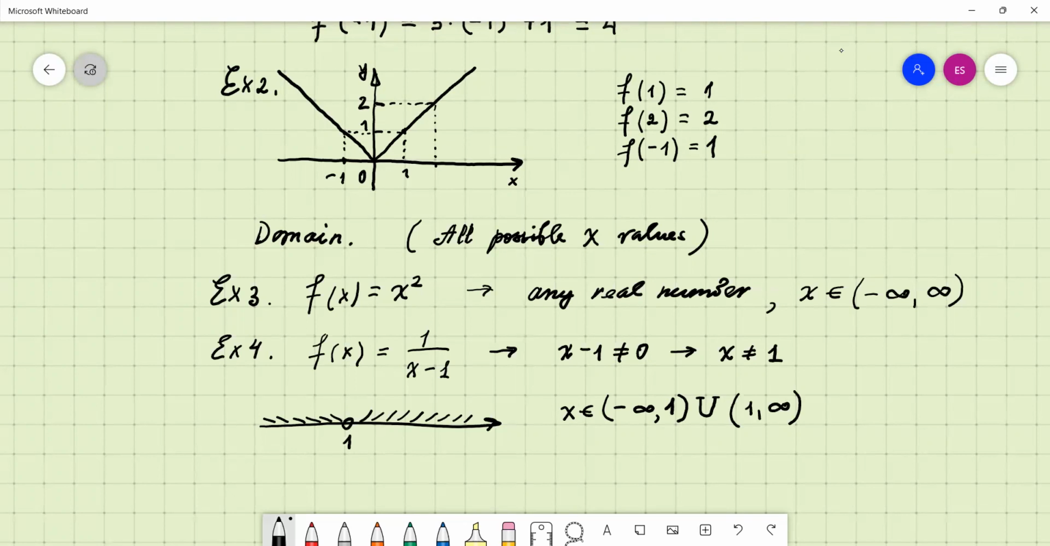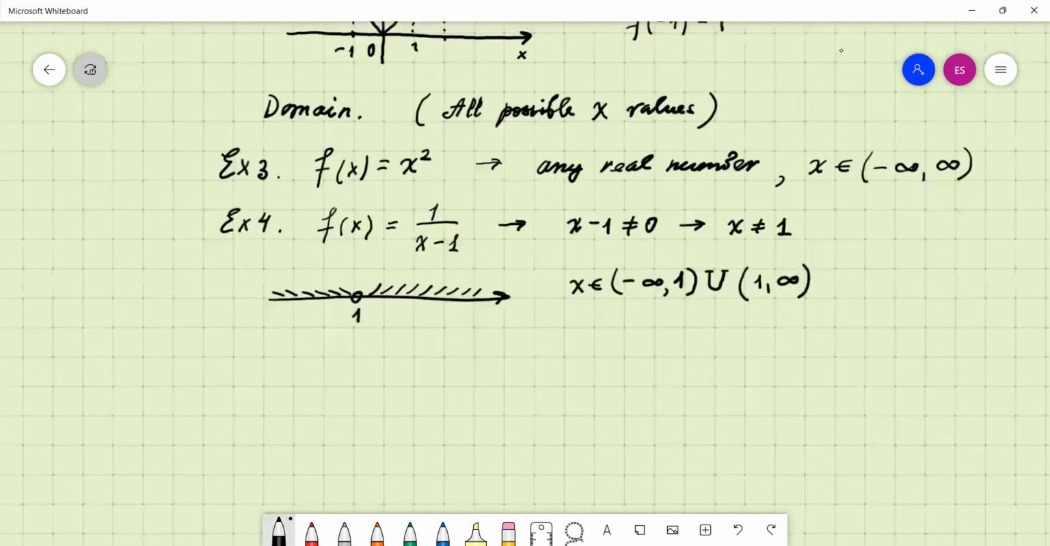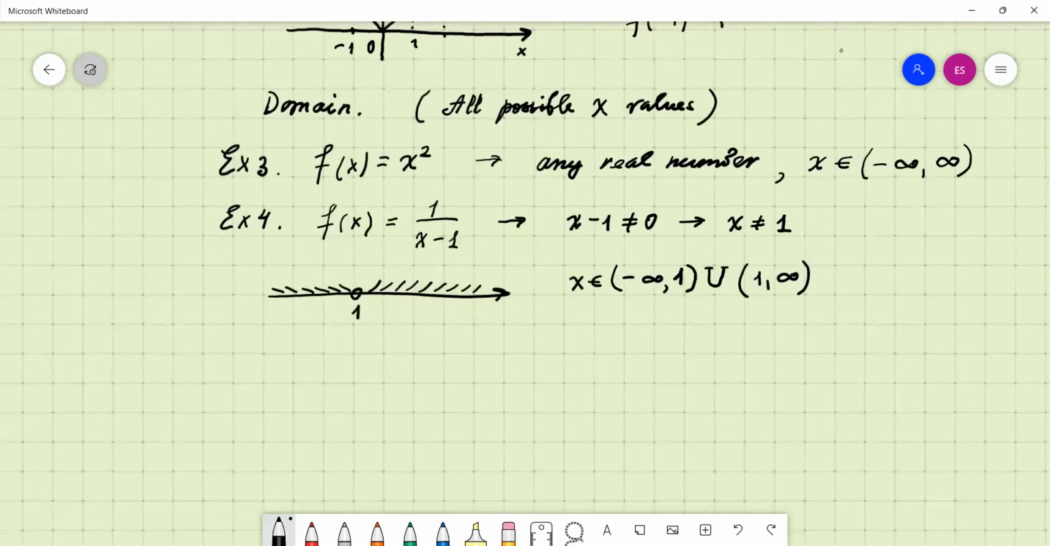Or you can just write down all real numbers except 1, which is still going to work. My next example is going to be even more restrictive.